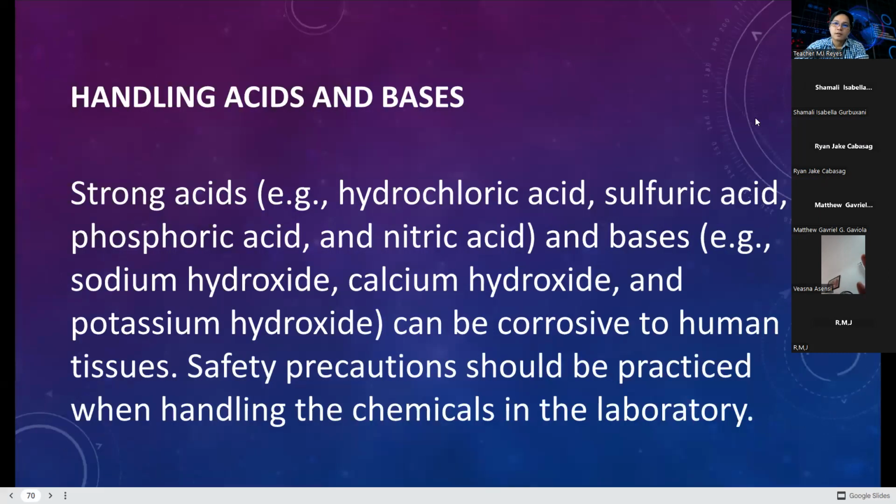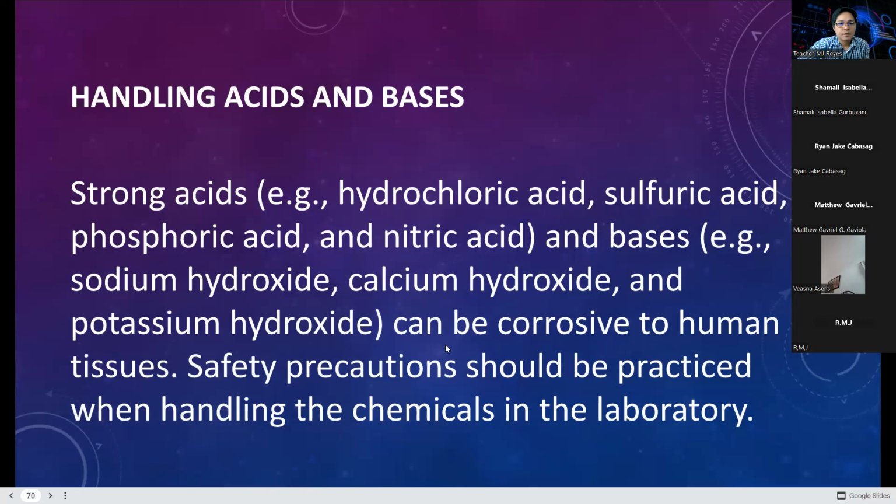Let's take a look at handling acids and bases, how to handle them, especially in the laboratory. In your higher years, or in the middle of this class, we might have some experiments, and I want you to be responsible enough in handling acids and bases. Strong acids like hydrochloric acid, sulfuric acid, phosphoric acid, and nitric acid, and bases like sodium hydroxide, calcium hydroxide, and potassium hydroxide can be corrosive to human tissues. It can actually dissolve your tissues.